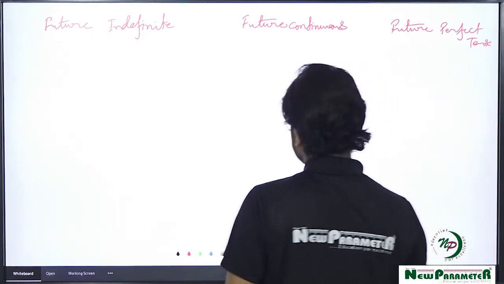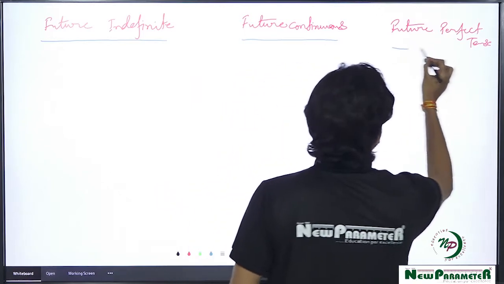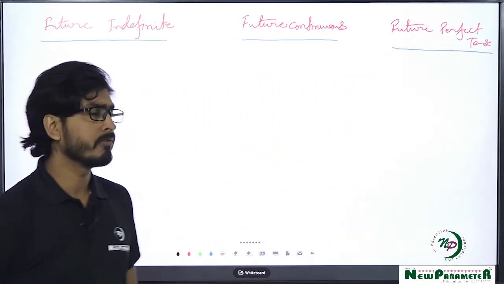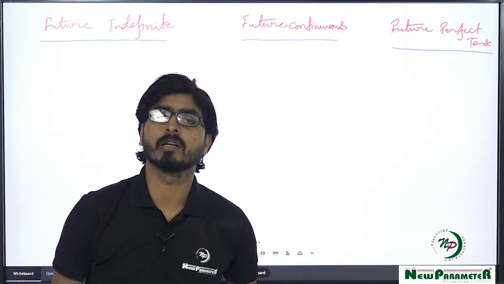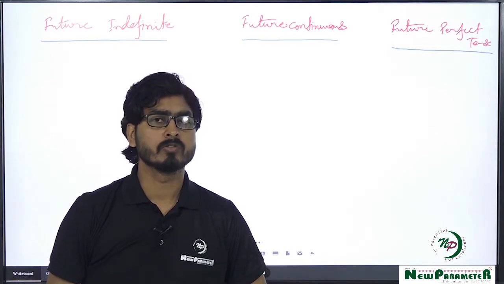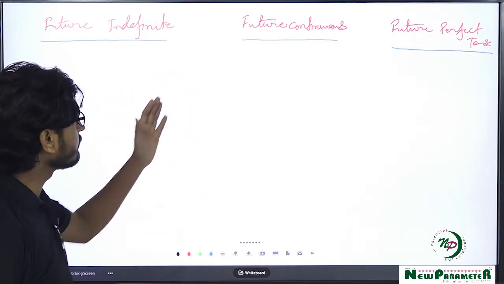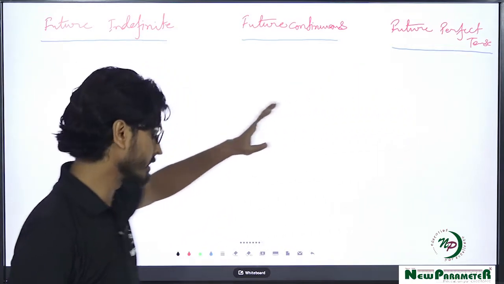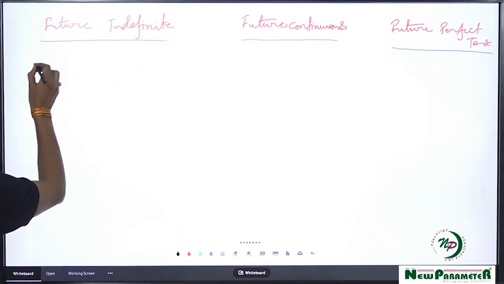See guys, basically what happens, we have three tenses but we don't have to study future perfect continuous tense because this is not basically used in our day-to-day life and not a single question is asked from that tense. So we don't waste time. We must study only future indefinite, future continuous and future perfect tense. So firstly I must write here the structure of these tenses.